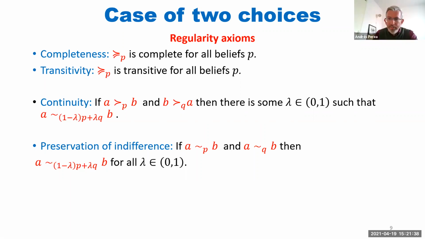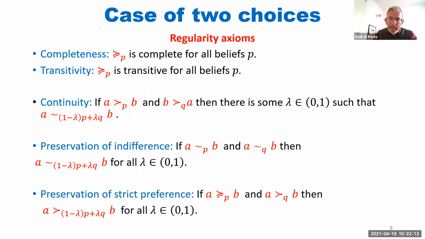Preservation of indifference. It says that if at belief P, you are indifferent between A and B, and at another belief Q, you are indifferent between A and B, then for every belief on the line between P and Q, you would also remain indifferent between A and B. Okay, so here you could perhaps do the same thing. Perhaps you could weaken this by saying, well, maybe there should be a path from P to Q where you would remain indifferent.